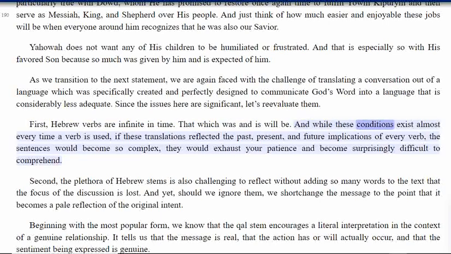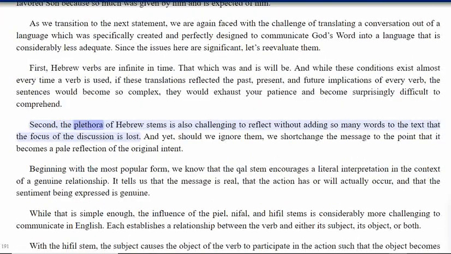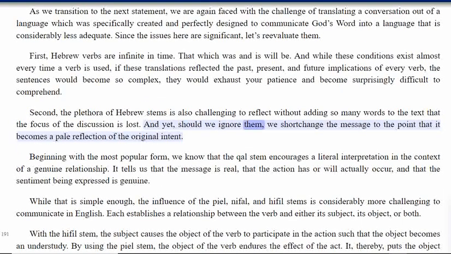And while these conditions exist almost every time a verb is used, if these translations reflected the past, present, and future implications of every verb, the sentences would become so complex, they would exhaust your patience and become surprisingly difficult to comprehend. Second, the plethora of Hebrew stems is also challenging to reflect without adding so many words to the text that the focus of the discussion is lost. And yet, should we ignore them, we shortchange the message to the point that it becomes a pale reflection of the original intent.